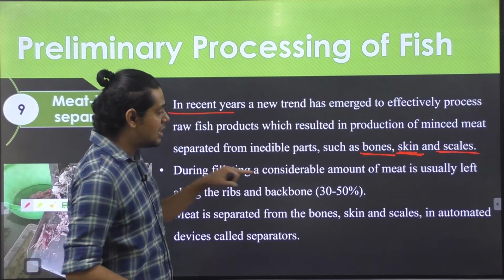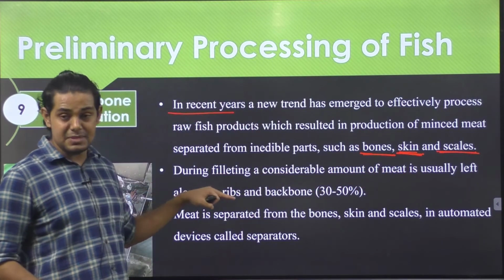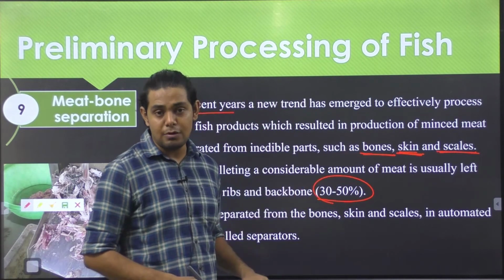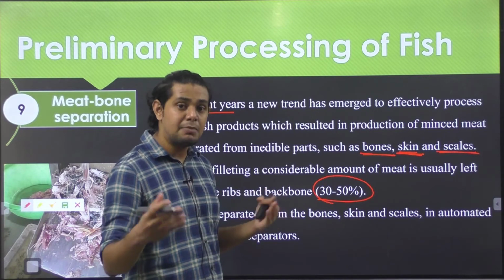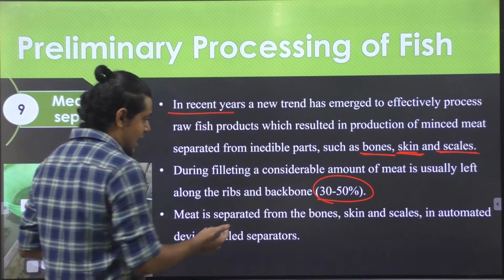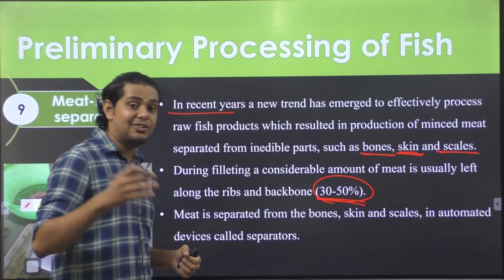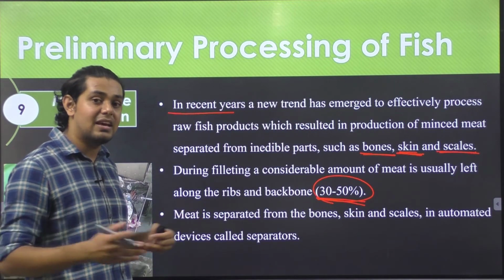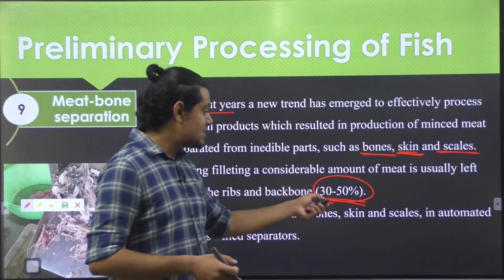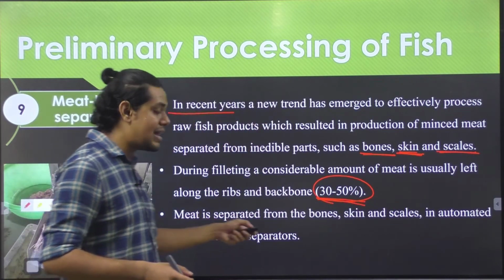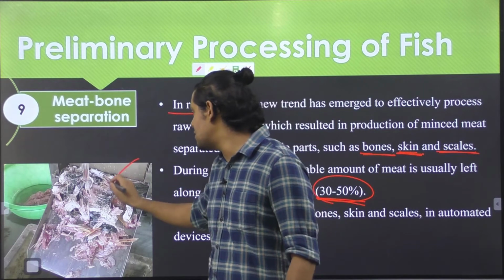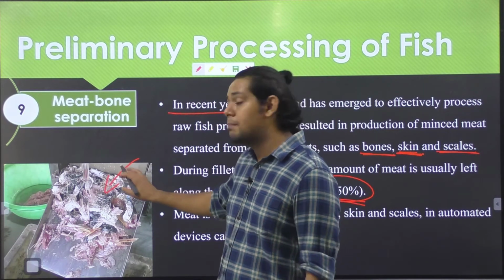During filleting, a considerable amount of meat is usually left along the ribs as well as the backbone. Around 30 to 50% of the meat will be left on the skin as well as the backbone during the filleting process. Previously that was discarded, but now because of this equipment, the meat bone separator, we can effectively recover 30 to 50% of the left out meat from the bones as well as the skin, and use it for the preparation of minced meat product. Meat is separated from the bone, skin as well as scale in automated devices called separators. As you can clearly see in this picture, whatever portion we regard as inedible, soon after the processing we will put it into a separator.